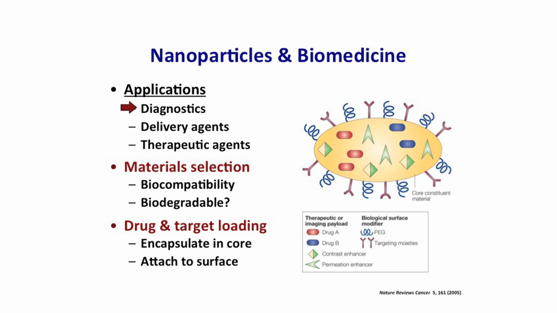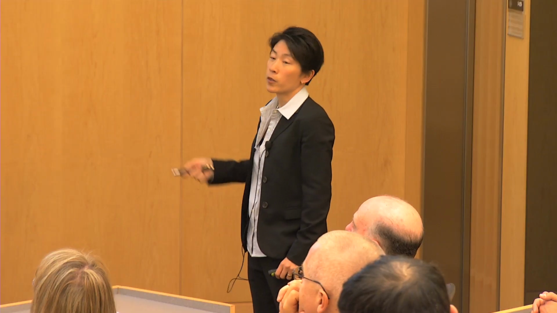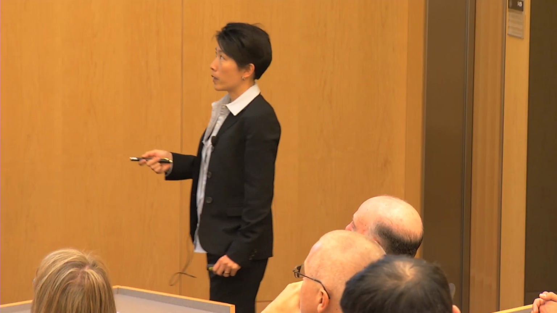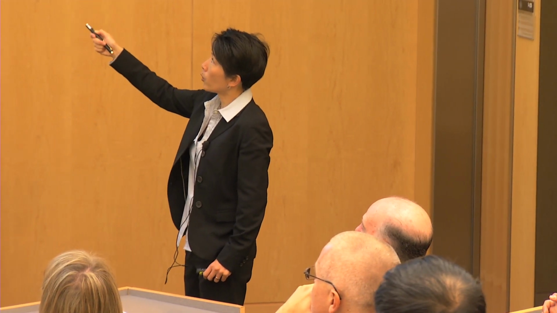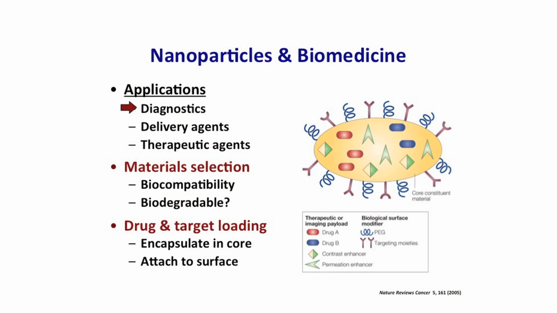Secondly, we also need to understand a little bit about where we're going to load the drug or where we're going to load different types of targeting ligands. So is the better design to encapsulate it in the core? For example, should we load all the drugs in the interior of some type of delivery agent? Or is it better to attach it to the surface?